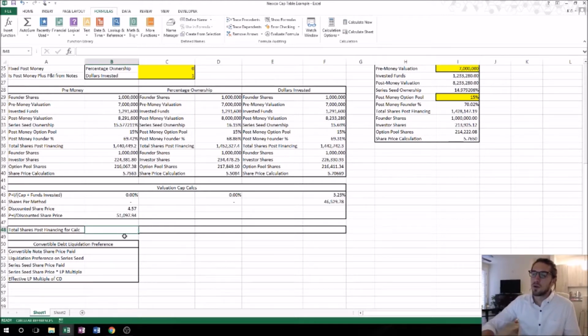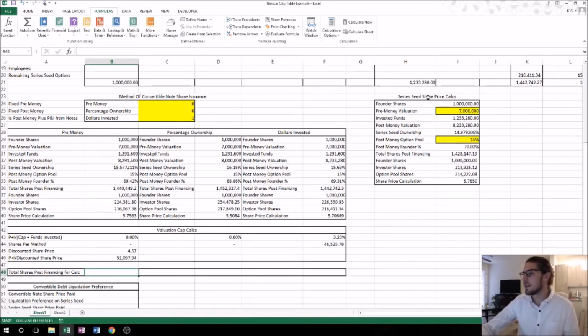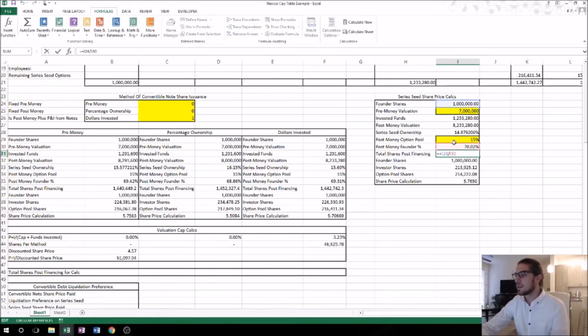So the total shares post financing for calc, and what that means is over here, whenever we did the series seed share price calculations, we based the total shares post financing on the initial number of founder shares, right? You can see the formula here is what I was trying to show you. We started off with 1 million and we divided it by the post money founder percentage to get the total shares post financing, and that's how we then continued our calculations.